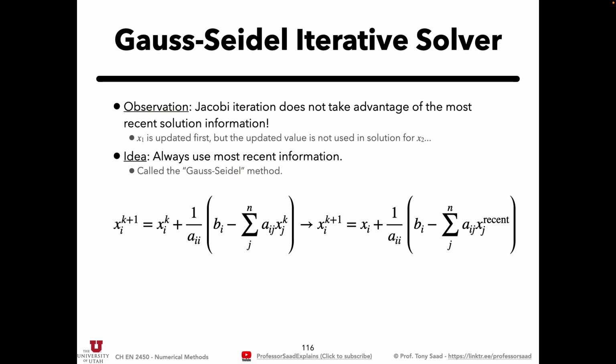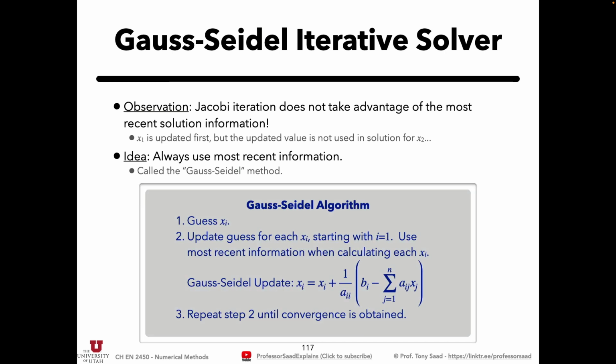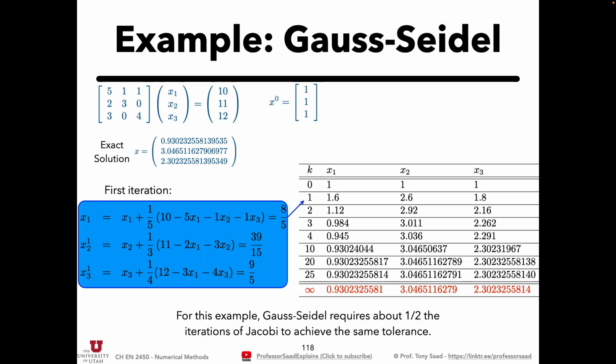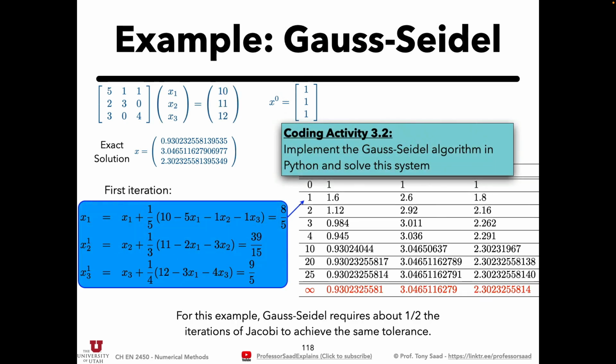Intuitively, that should make sense, right? Because you're just improving. You're just using the most recent information everywhere. And just by doing that, you double your number of iterations. Okay, I'm not going to go through this example. Again, this is just more to show you that, hey, these things work.